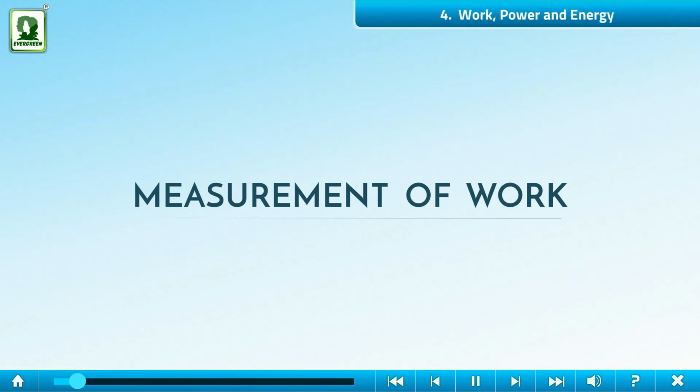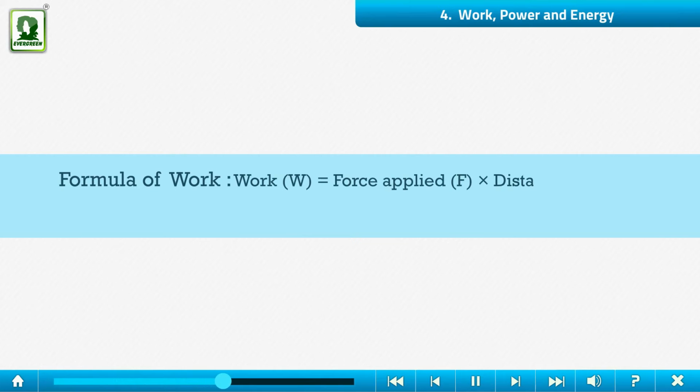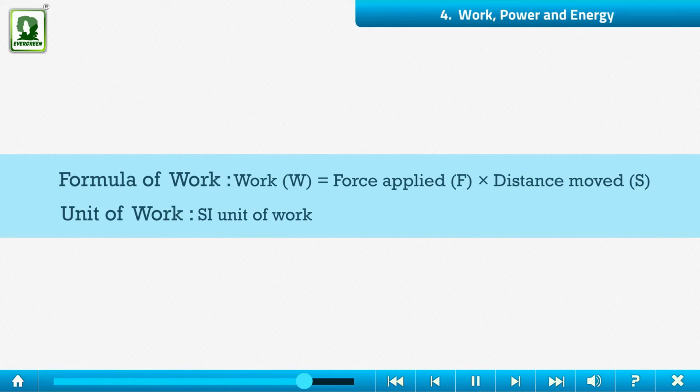Measurement of work. Formula of work. Work, capital W, is equal to force applied, capital F, multiplied by distance moved, capital S. Unit of work. SI unit of work is joule.